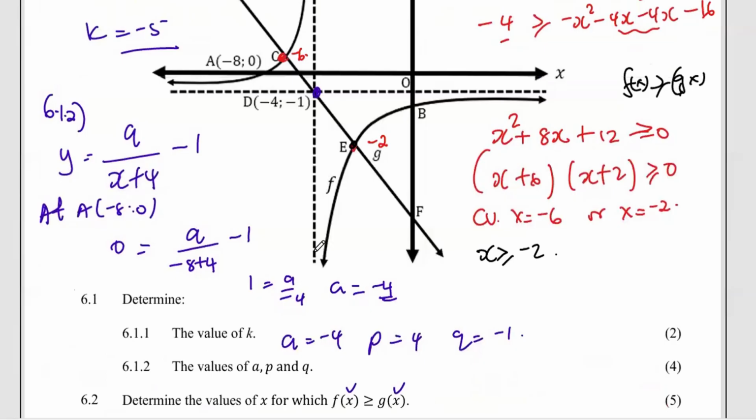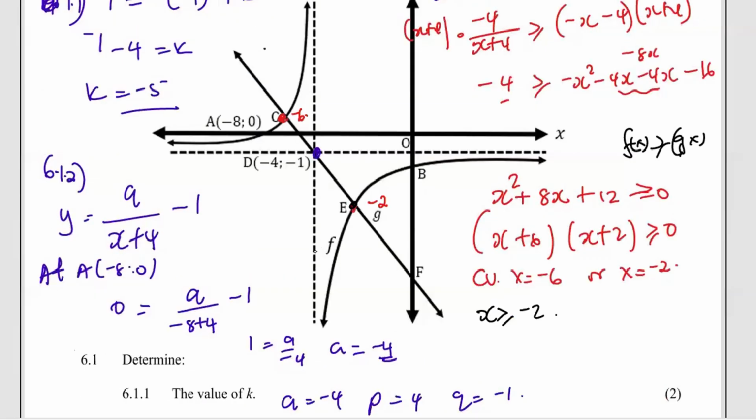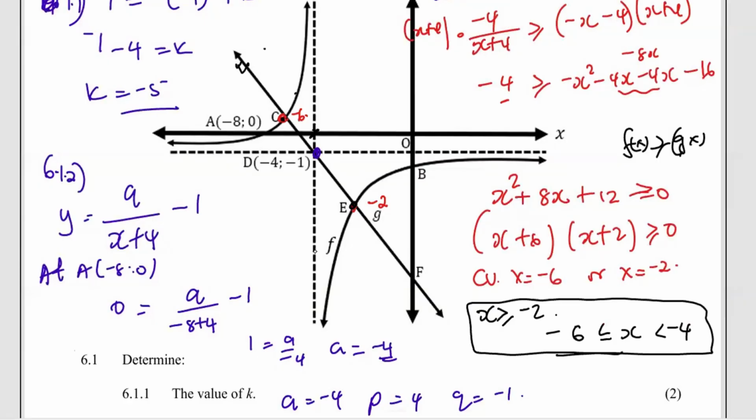Perfect. Then on the left, we're seeing that this f can only be greater between negative 6 and this asymptote, negative 4. Below that, the graph of g is above. So I'm going to say negative 6 is less or equal to x, but less than negative 4. So these are the solutions that we needed: x is greater or equal to negative 2 and this other one.